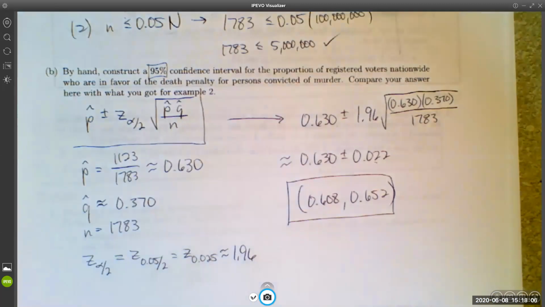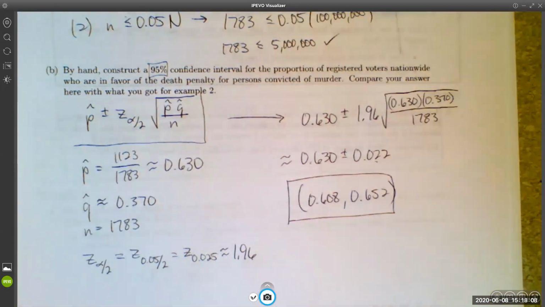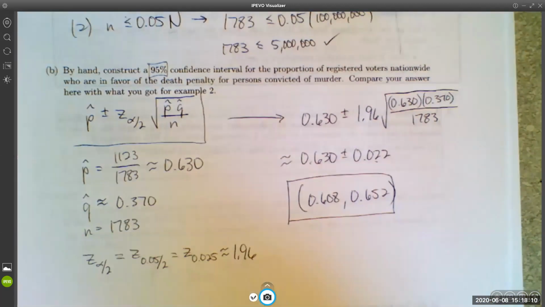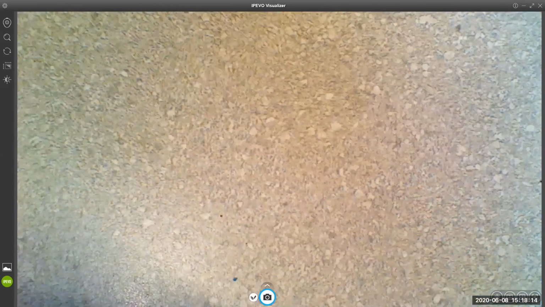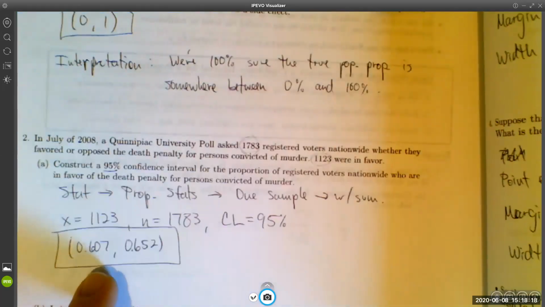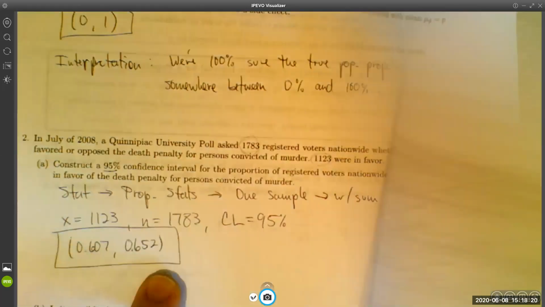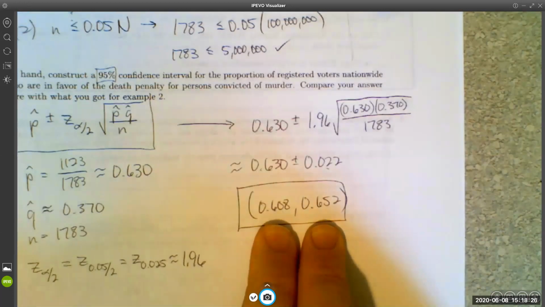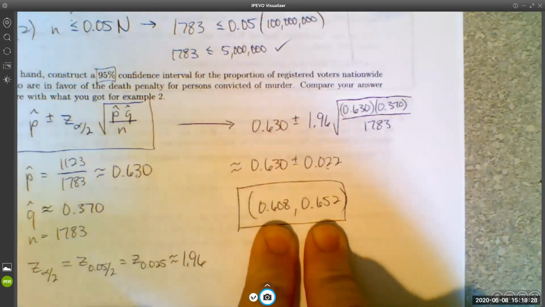Okay? It says compare your answer here with what we got when we did this in Statcrunch in example 2. Well, when we did this in Statcrunch, we got 0.607 and 0.652. So really close. Not quite the same. We're off by a little bit.